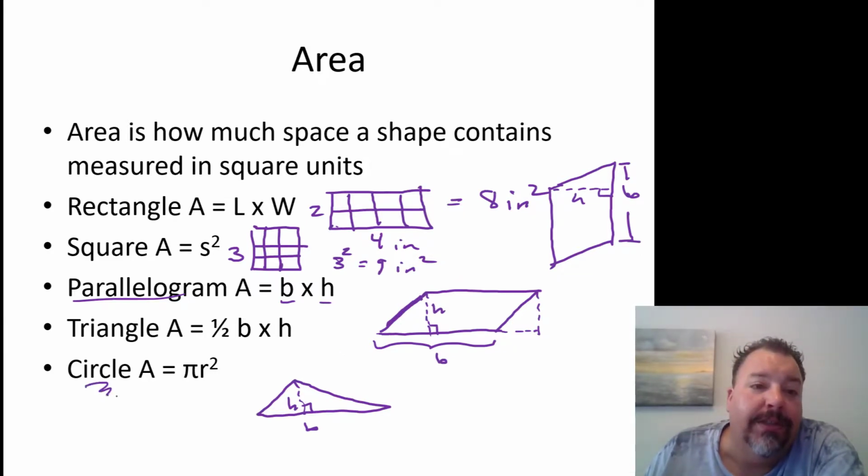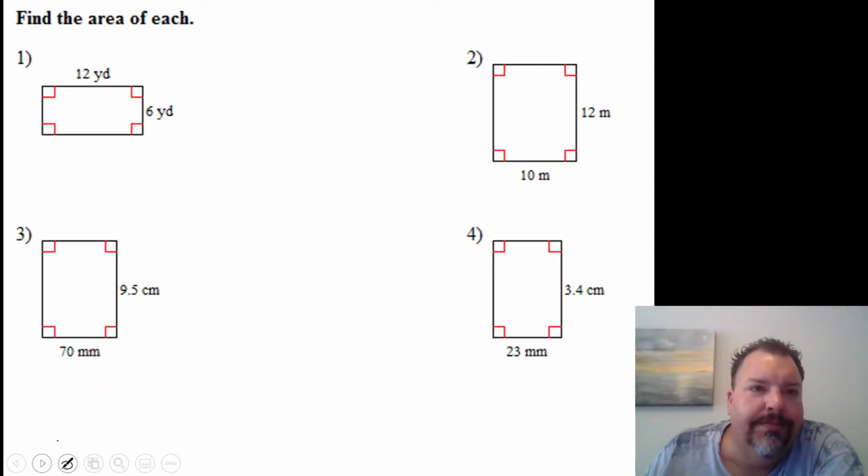And then the area for a circle, like I said, we're going to use that 2 pi r, but here the area is pi r squared. So since we're talking about square units, it's the r here that's going to be squared, and we're going to multiply that by pi to find the area for a circle. So let's look at a few examples.